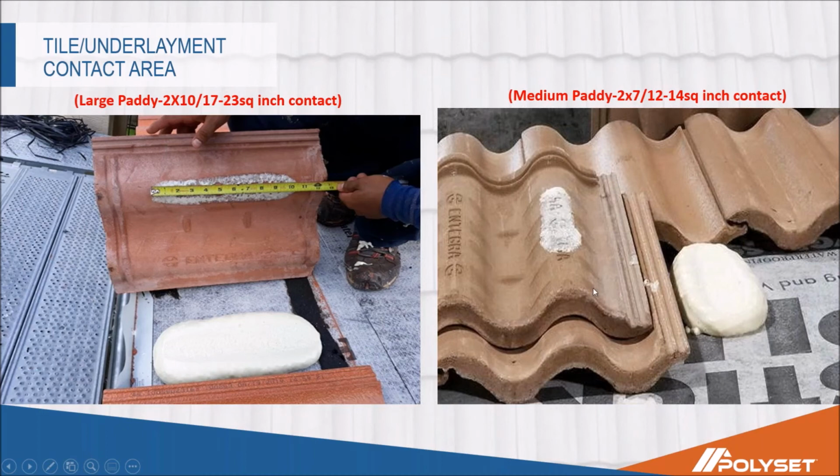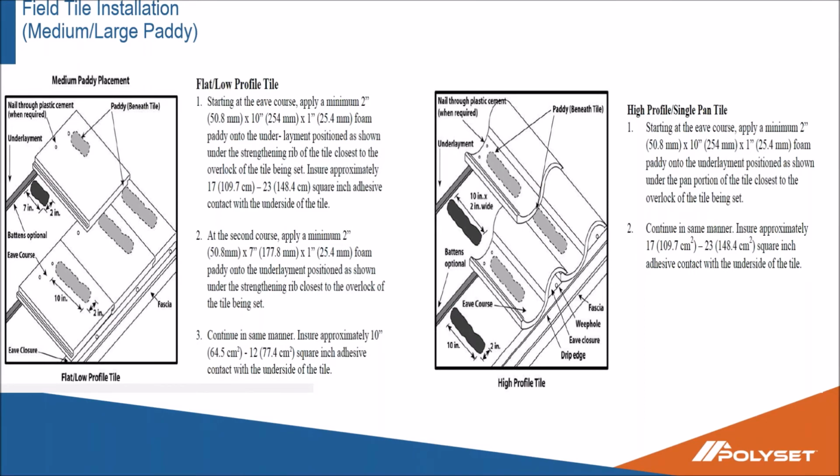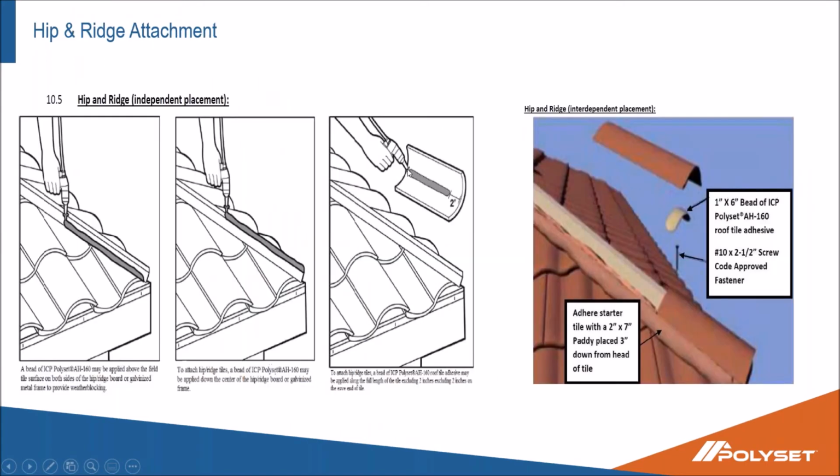On a medium paddy application, the installer will spray a 2x7 paddy on that underlayment, and that's going to give them the proper contact for a medium paddy, which is usually around 12 to 14 square inches of contact. And again, the adhesive manufacturers make it fairly simple to understand what profile of tile, how the beads have to be placed, where to place them, and the size. This is just taken from our installation instructions where it shows exactly that, 2x7, where to place the bead for a medium paddy and then a large paddy.